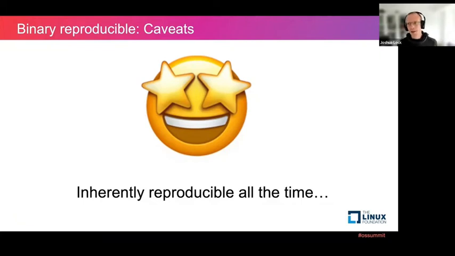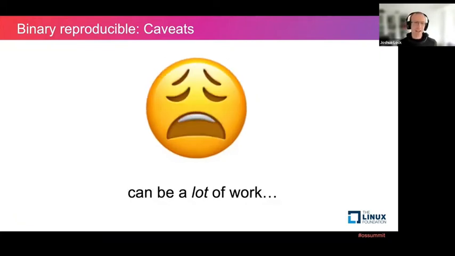Starry happy face. But of course, as implied throughout this talk, it can be a lot of work, a frowny face. So the amount of work required depends a lot on the language and toolchain in use. It tends to scale with the complexity of the system. We just demonstrated it's fairly easy to produce a reproducible Go binary, and the same is true for some other ecosystems. Python wheels nowadays are fairly easy to create as binary reproducible, but it gets more complex if you include the transitive dependencies of the Python wheel, or if your code base has multiple implementation languages. If you're using Java and C++, you're probably going to have a lot of work ahead of you.